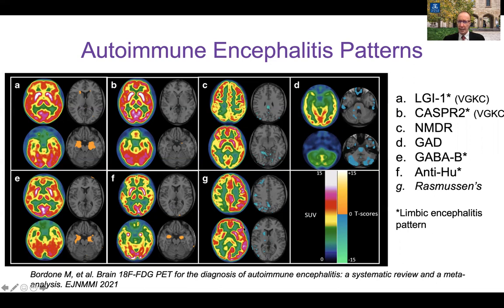This last case is Rasmussen's encephalitis. This is a different, totally different condition, really. I don't think it should be in this article. It's a progressive condition, thought to be due to slow virus infection, that starts usually in childhood as a focal abnormality that gradually progresses and eats its way through the brain and is traditionally treated with a hemispherectomy. So a nasty condition to have.